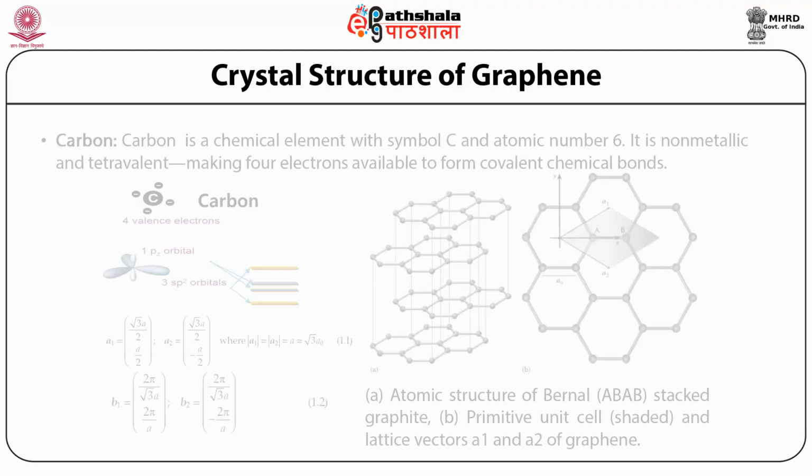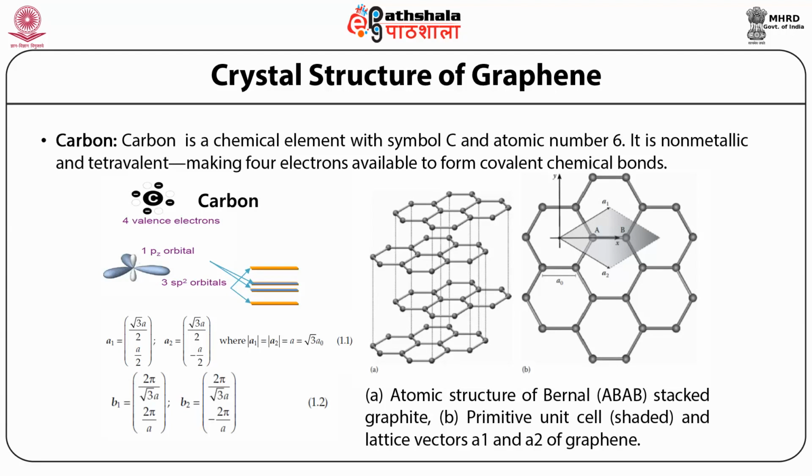As you know, carbon is an element with symbol C and atomic number 6. It is non-metallic and tetravalent, making 4 electrons available to form covalent bonds. Carbon is the 15th most abundant element in the earth crust and the 4th most abundant element in the universe by mass after hydrogen, helium and oxygen.